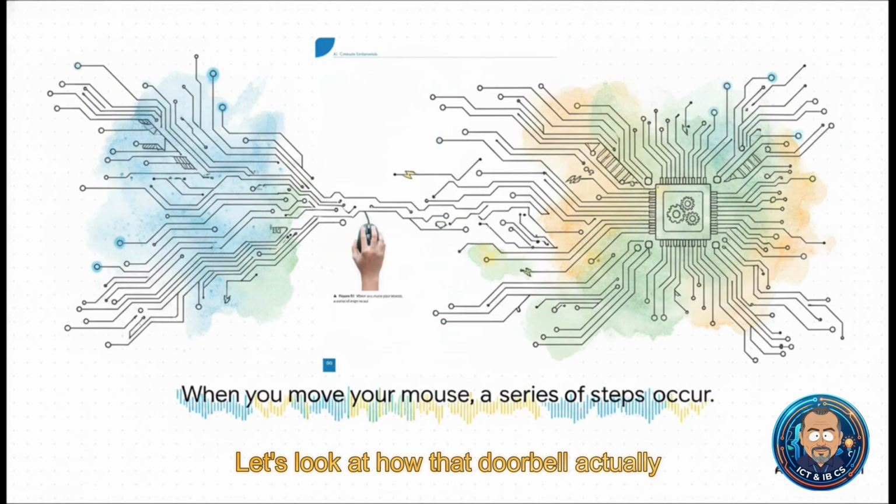Let's look at how that doorbell actually works in real life. When you physically move your mouse across your desk, you naturally expect the cursor on the screen to track it instantly, right? Zero lag. To actually make that happen, there's a fascinating, complex series of steps occurring behind the scenes in just a fraction of a millisecond.